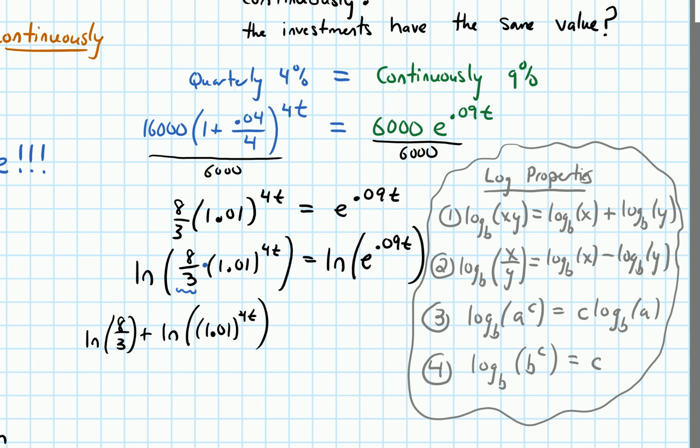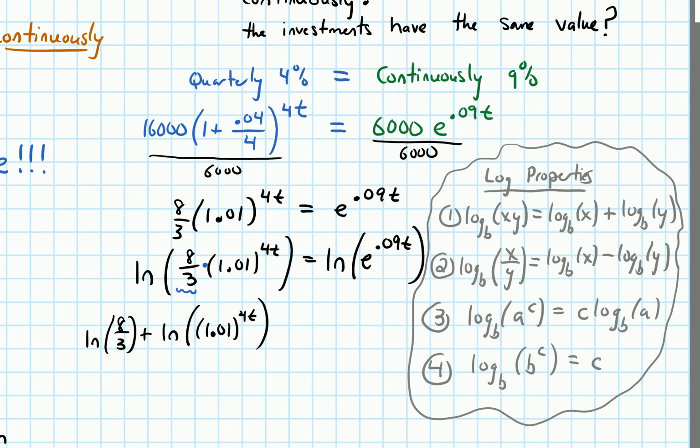You might ask, wait, on the left-hand side, I have this power. Couldn't I just use property 3 to bring that power, the 4t, to the front? And the answer is no, we actually can't do that, because 4t isn't the power of everything on the inside. 4t is only the power of 1.01, and in property 3, c, this exponent, is the power of everything inside the log. It was the power of the whole a, but it isn't in my problem. That's why I need to use a different log property to try to simplify this.